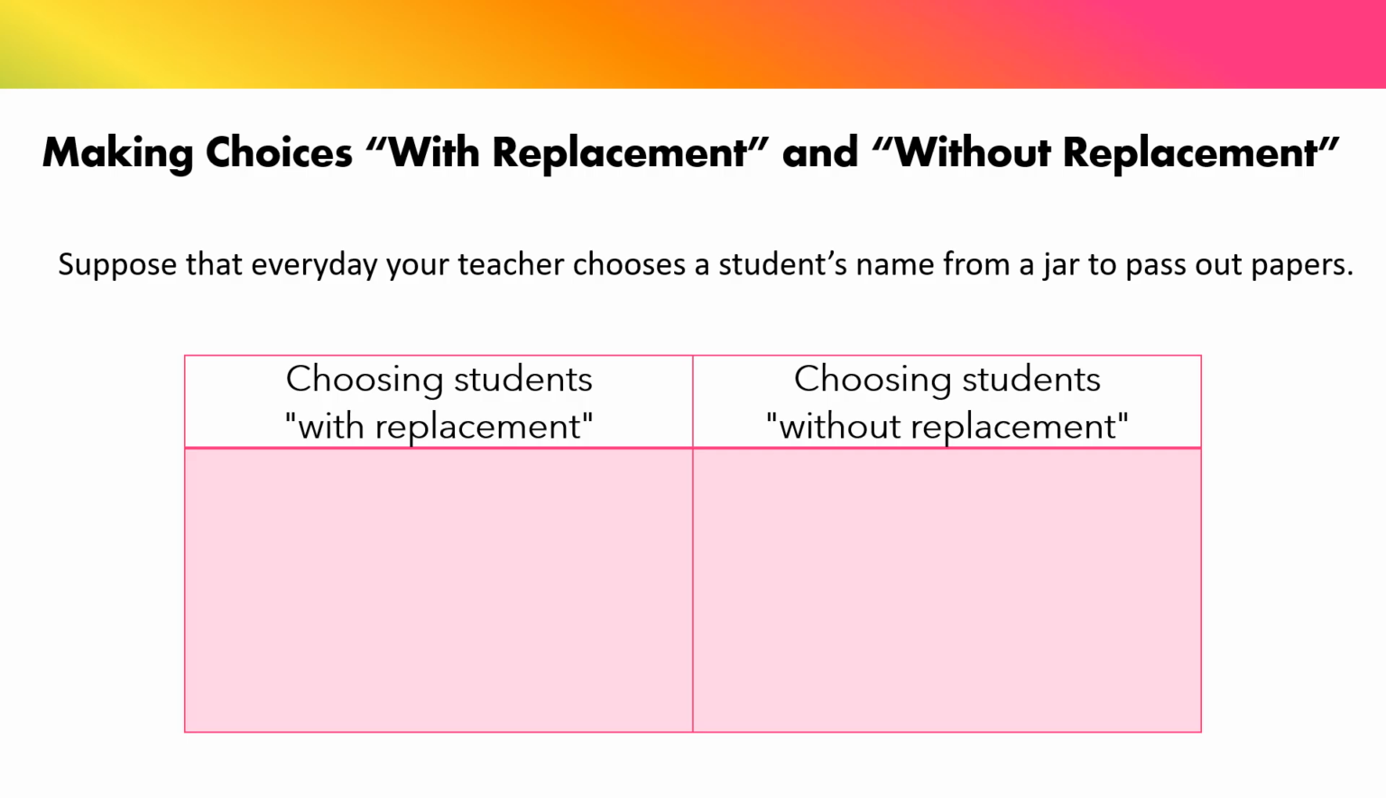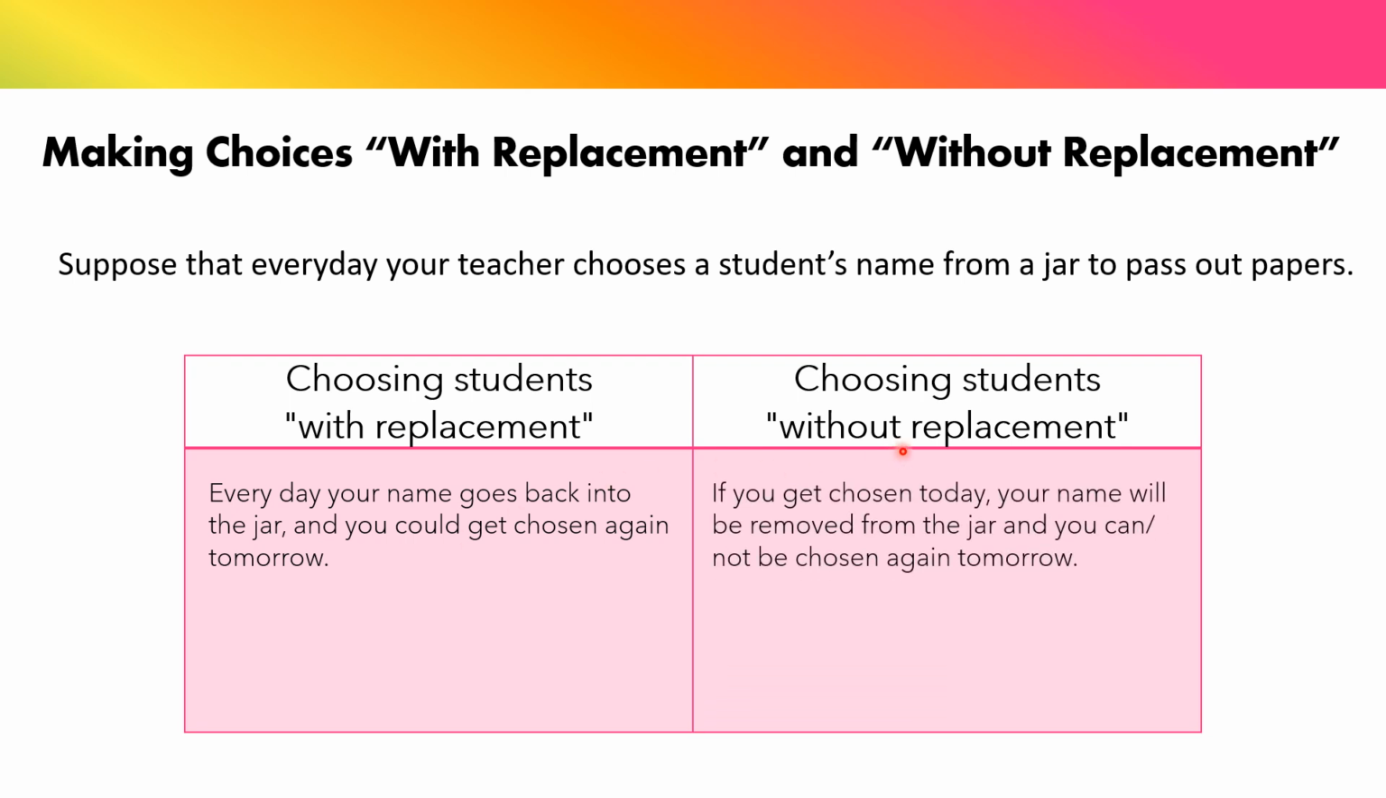Okay, so there's two ways that she can make this selection. She can choose students with replacement or choose students without replacement. All right, so let's talk about what each of those means. If she chooses students with replacement, then every day your name goes back into the jar and you could get chosen again tomorrow. So let's say that Jim gets chosen today. After the teacher pulls out Jim's name and says, okay, Jim, today's your turn to pass out papers, she puts Jim's name back into the jar, and it's possible that Jim could get chosen again tomorrow.